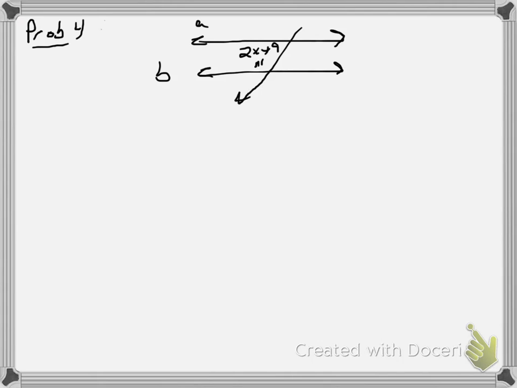Problem 4 is about using algebra to show the value of x that makes A parallel to B. Well, if I'm saying that A is parallel to B, what I'm saying is that all those properties hold true. So what value of x would make that true? Well, I'm dealing with same-side interior angles. We know that same-side interior angles, when I add them up, 2x plus 9 plus 111 degrees equals 180 degrees. Why? Because they're same-side interior.